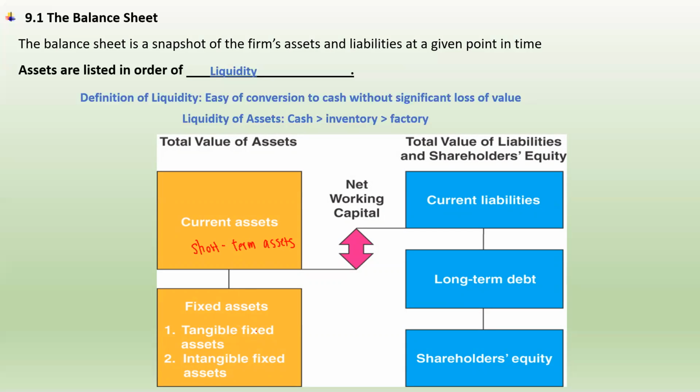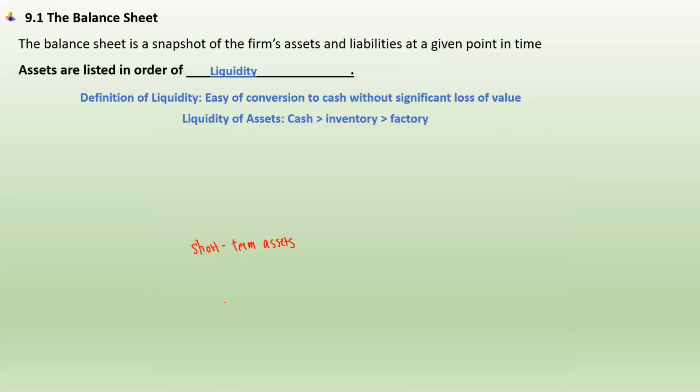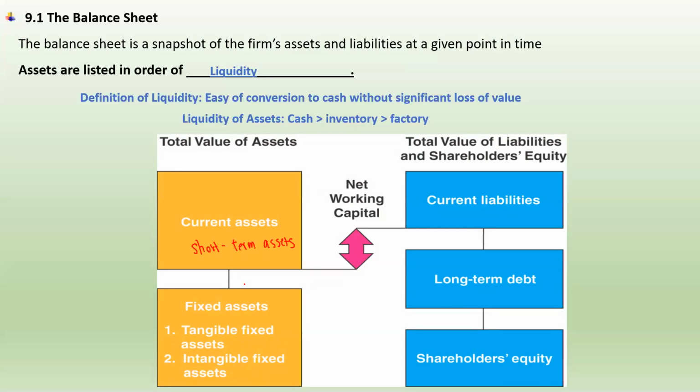And on the right-hand side, we list the liabilities and shareholders' equity. We list the current liabilities first. Current liabilities are short-term debt. And also long-term debt, which is debt with maturity longer than 1 year, and the shareholders' equity.